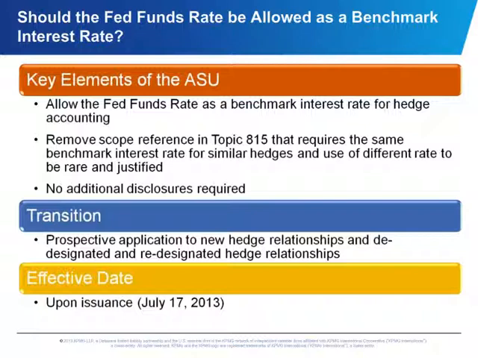Another decision that was made as part of this ASU was to strike certain language that's been there in the literature in regards to requiring a company to use the same benchmark rate for similar hedges. The effective date here is upon issuance on July 17th. The transition is prospective, and it would be applicable only to new hedges or existing hedging relationships that were de-designated and then redesignated. We cannot go back and change the hedge documentation because there are rules about contemporaneous hedge documentation, so we can't go back retrospectively.